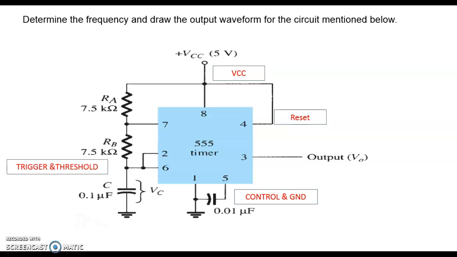Next, trigger and threshold. Trigger is used to apply the input signal to change the state of the 555 timer, and threshold is the voltage set to start the capacitor working in the proper way. Next, discharge. Discharge is a point where extra voltage is passed through the capacitor when unnecessary voltage occurs in the 555 timer.